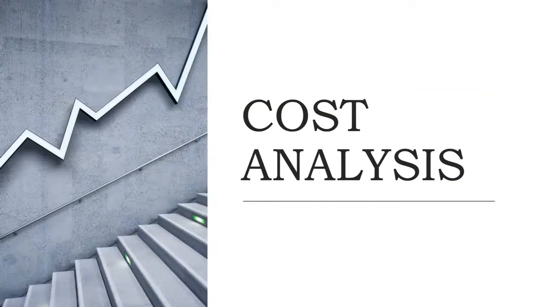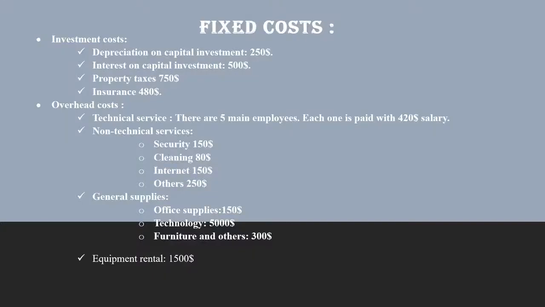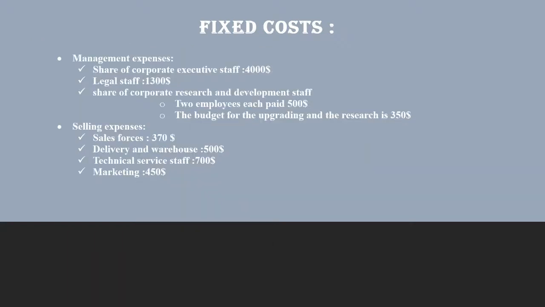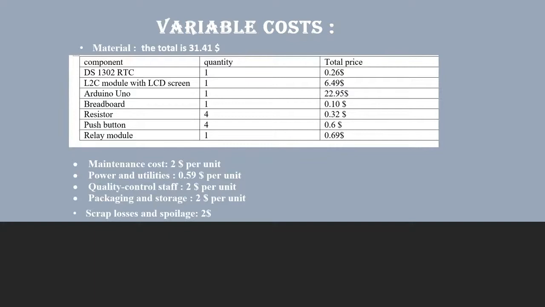Our product will be dedicated to mass production. We divided our costs into fixed and variable ones. The fixed costs include the investment expenses and the overhead costs. They include the technical and non-technical services, the general supplies, and the equipment rental. We have also the management expenses that include the share of the corporate executive staff, the legal staff, and the corporate research and development department. In addition to that, we have the selling expenses. The variable costs include the material, the maintenance, the packaging, and the scrap expenses per product.